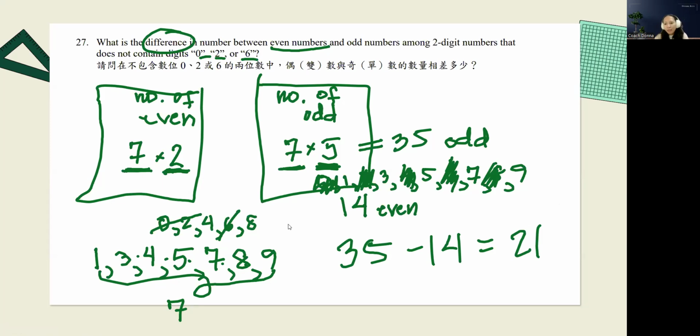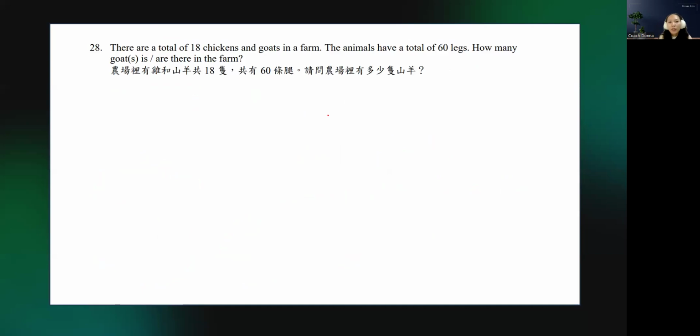So let's have number 28. For number 28, there are a total of 18 chickens and goats in a farm. The animals have a total of 60 legs. How many goats are there in the farm?